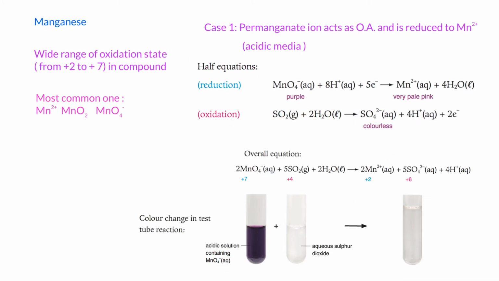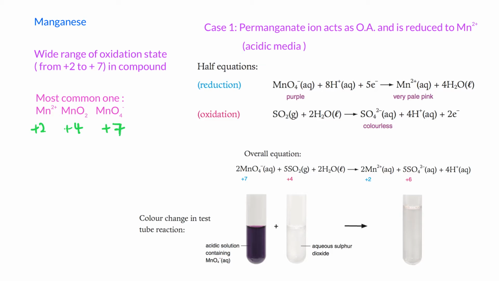Next, we can have a look at manganese. For manganese, you actually have a wide range of oxidation states from +2 to +7. The most common ones we always see are Mn2+, MnO2, manganese(IV) oxide, which is +4, and also permanganate, which is +7.